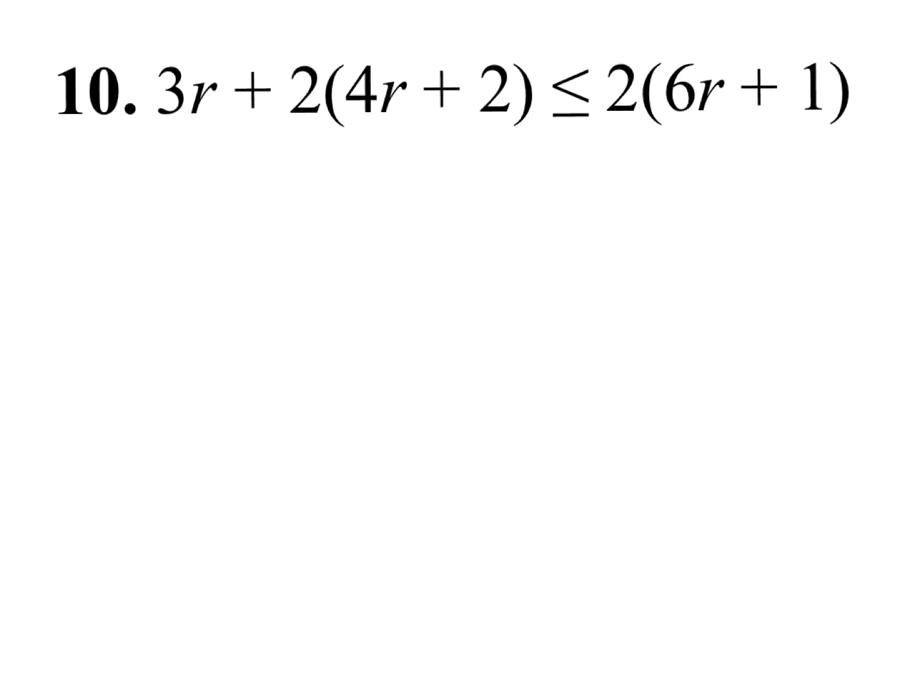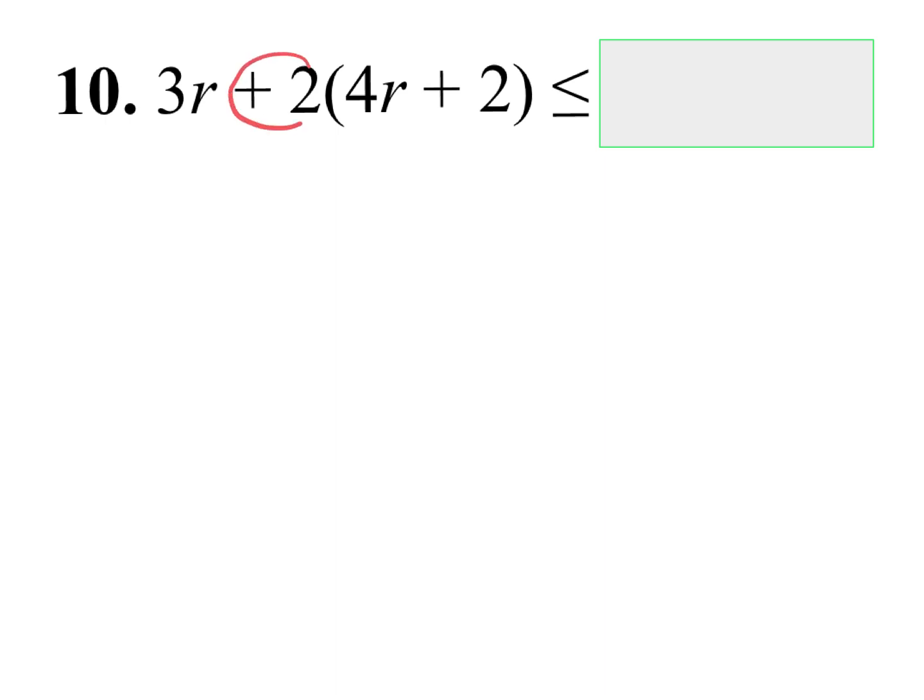And when you simplify, it's good to simplify one side at a time. I'm going to ignore the right side and just focus on the left side. Is there any distributive property? Absolutely. This positive 2 is going to get distributed. 2 times 4r is 8r. 2 times 2 is 4. So I really have 8r plus 4.